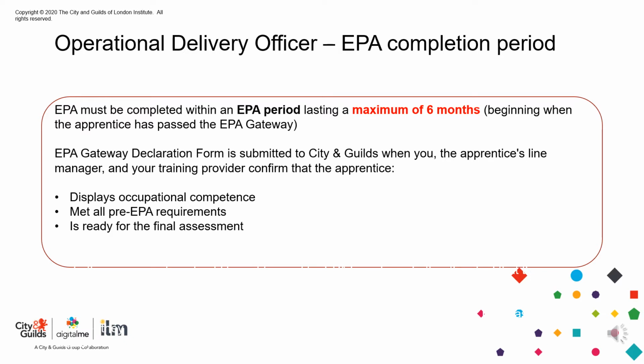They would have achieved the mandatory qualifications and the Functional Skills Level 2 requirements, and between the apprentice, the training provider and the line manager, an agreement would be made that the apprentice is now appropriate to go through Gateway. Once this is made, the Gateway Declaration form would be completed by all three parties and submitted to City and Guilds.